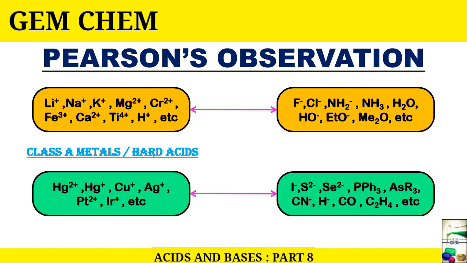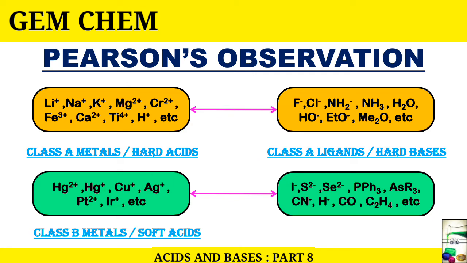He named these ligands and these metal ions as follows. This group was named as class A metals or hard acids, whereas these were named as class A ligands or hard bases, whereas these particular metal ions were named as class B metals or soft acids, and these were named as class B ligands or soft bases.